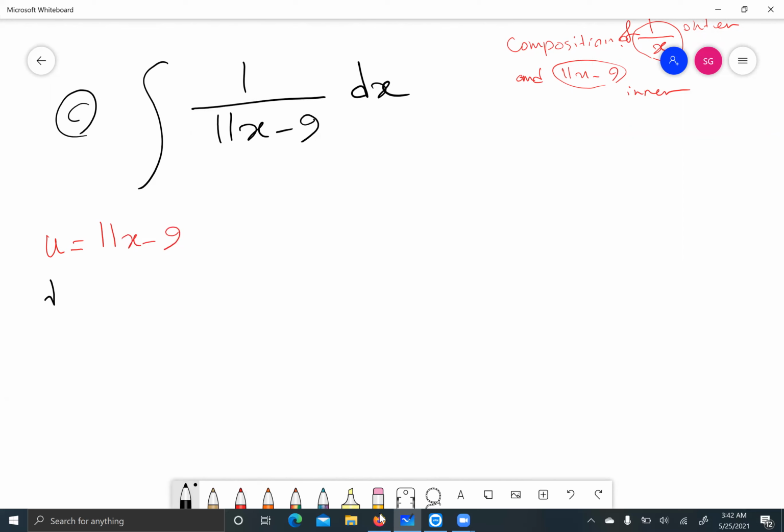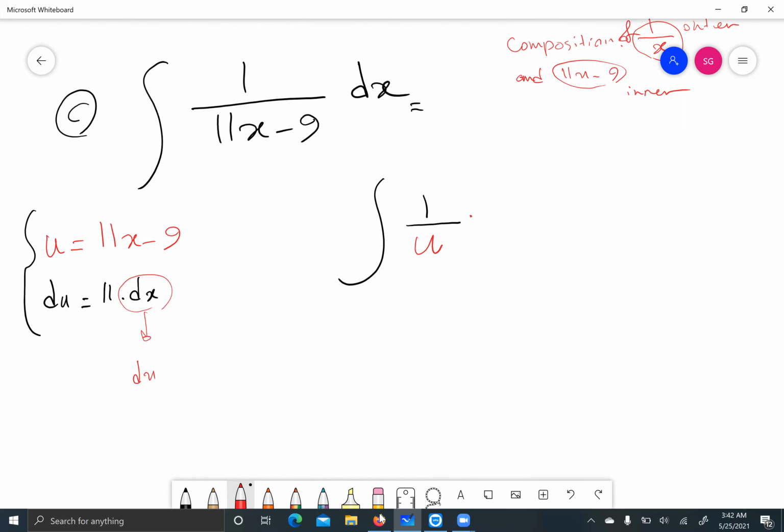So we say let u be the inner function. Take the derivative of both sides, and then rewrite everything in terms of u. So it's going to be 1 over u, and then dx is going to be what? 1/11, dividing both sides by 11, du. So 1/11 du. Very good. But now I have 1/11 times the integral of 1 over u du.